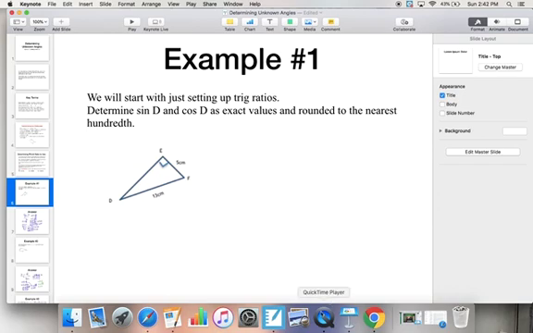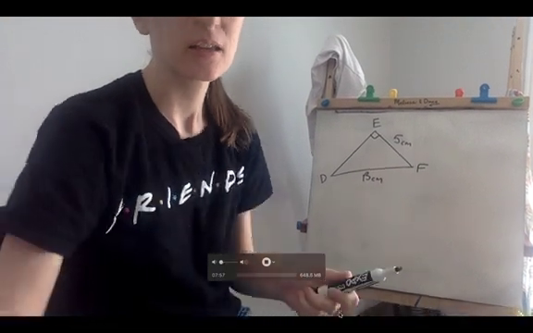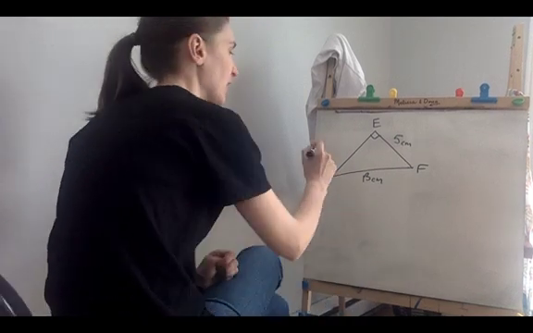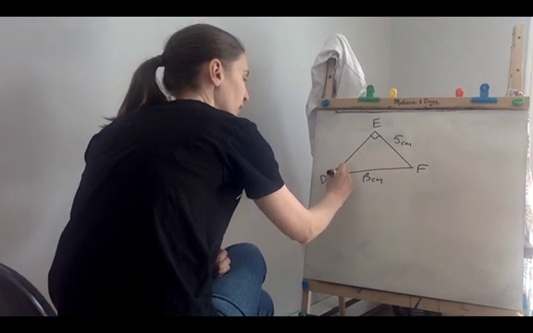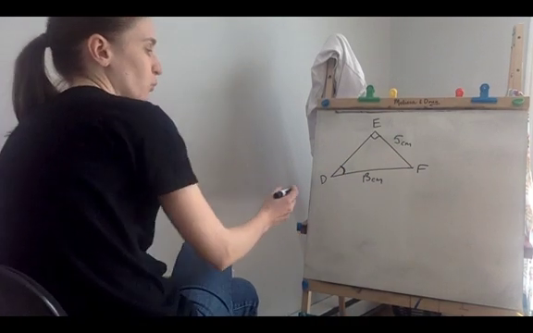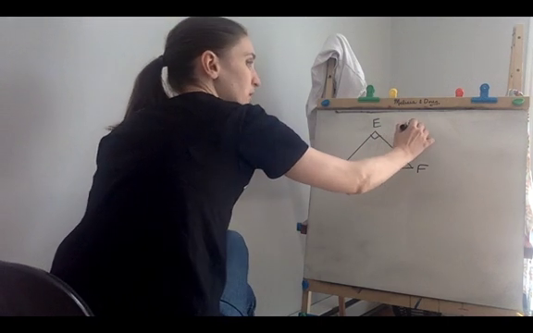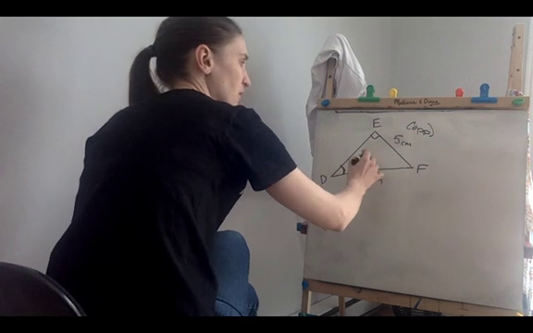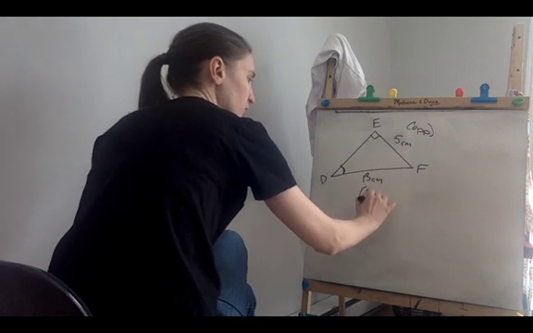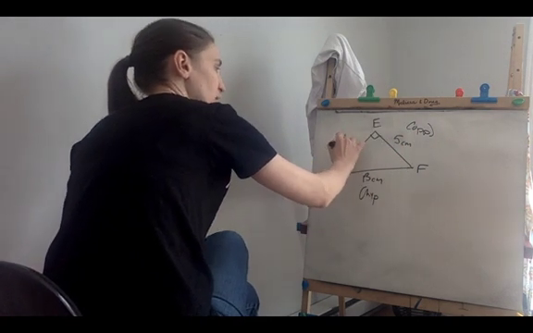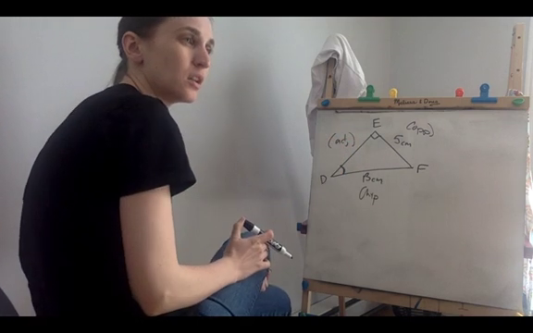So once again, what we would do here is, we're looking at angle D. D is the angle that we're interested in, okay? So with D, we label our triangle based on this angle. So this would be the opposite, and this would be the hypotenuse, and then this would be the adjacent.